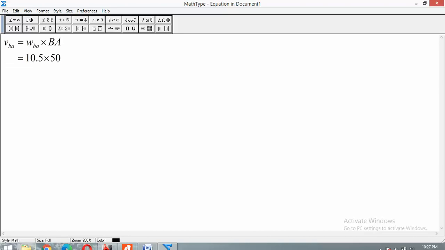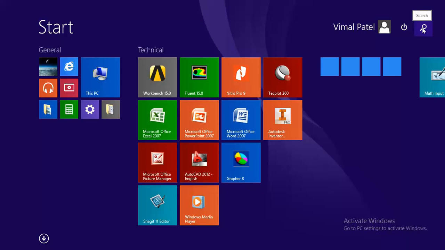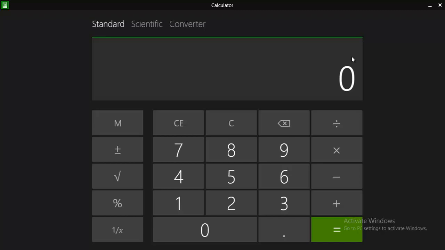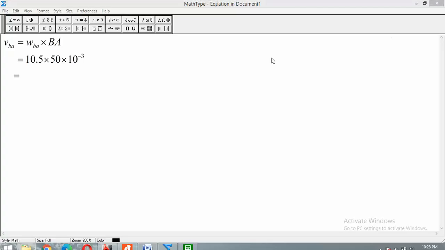But 50 is in terms of millimeter. I want velocity in terms of meter per second. So to convert from millimeter to meter, I am multiplying it with 10 raised to minus 3. So I will get velocity in terms of meter per second, not millimeter per second. So calculate it and give me the answer. I am also calculating here.